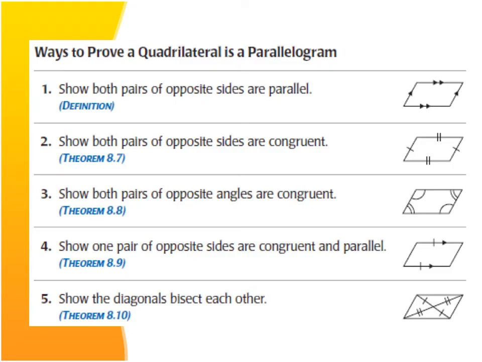Right, this slide just shows you that. Both pairs of opposite sides are parallel. Notice that was the definition. Then we've got the other 5. Both pairs of opposite sides are congruent. That's what this would look like.